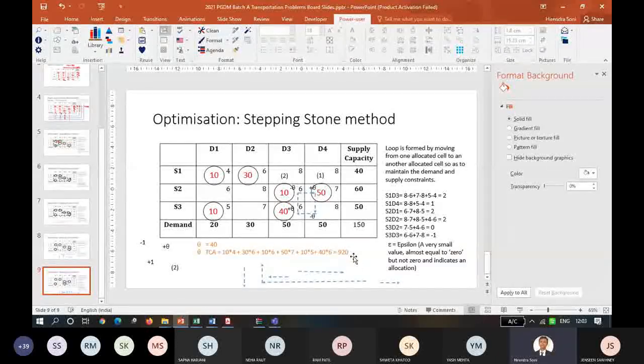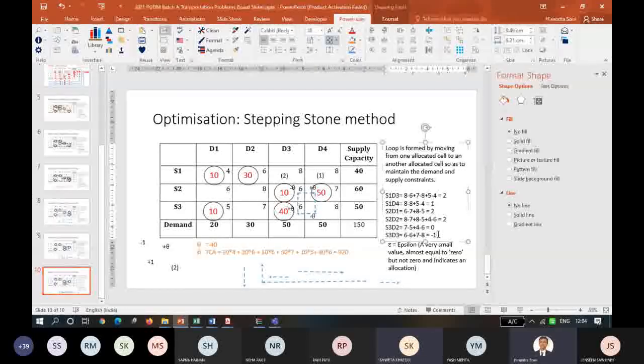So opportunity cost is an indicator. It tells you per unit allocation in that particular cell will increase or decrease the cost by that factor. Okay. Now, what will we do after this? I'm just duplicating it and I'm removing all these things.